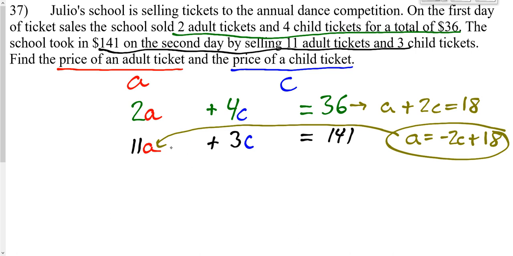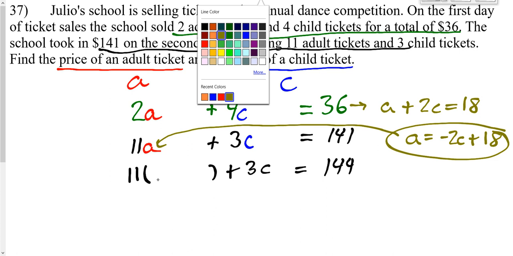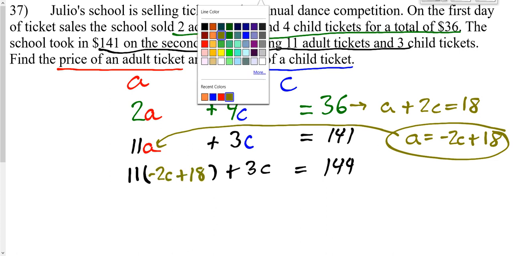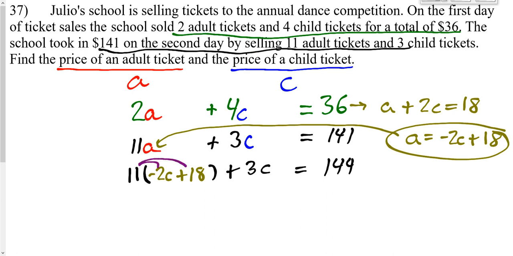Now, could you have used elimination on the 2 original equations? Yes, absolutely. Does not make a difference. Either one will work. I just noticed that we could use substitution because I won't have to end up having any fractions to deal with. So I can go 11 times my A plus my 3C is equal to this. Plugging in that A value, minus 2C plus 18. Then all I have to do is go ahead and distribute through.